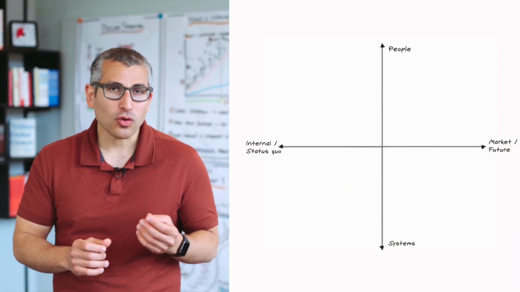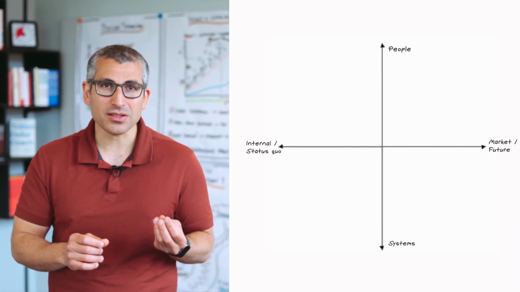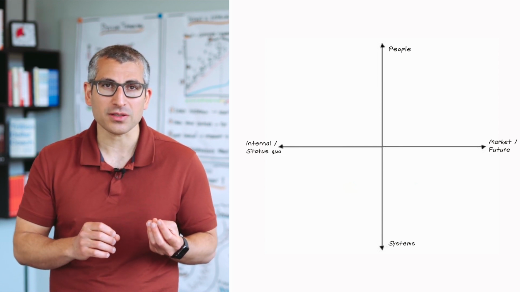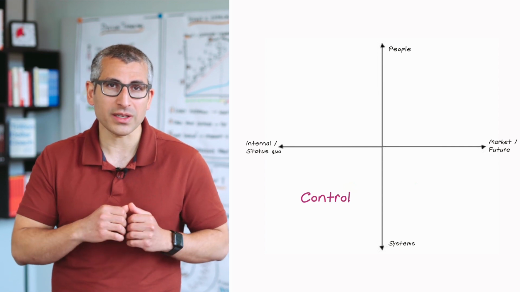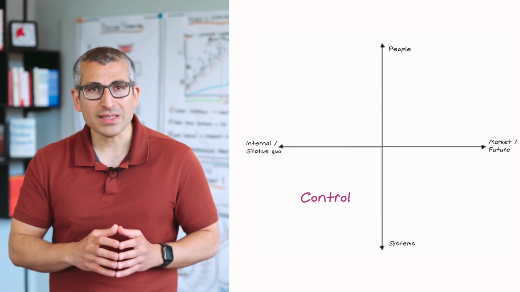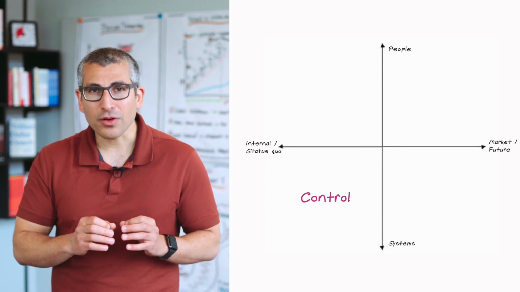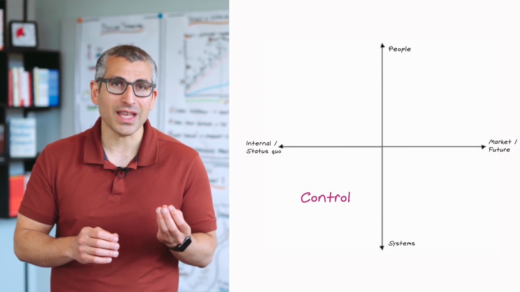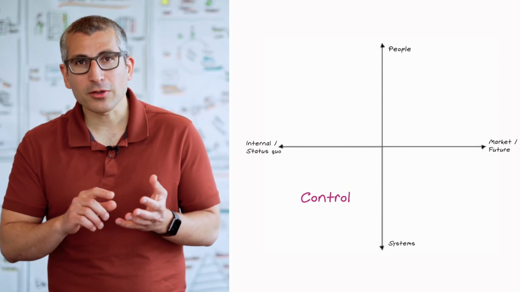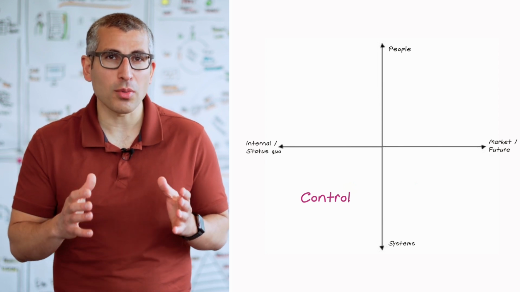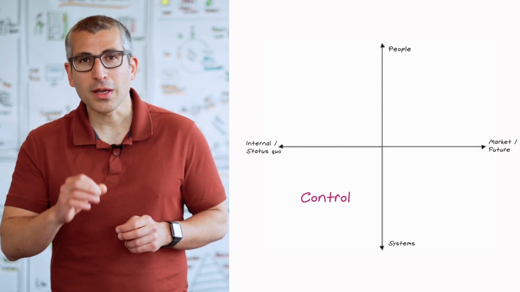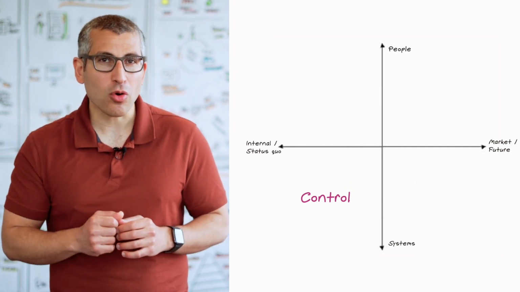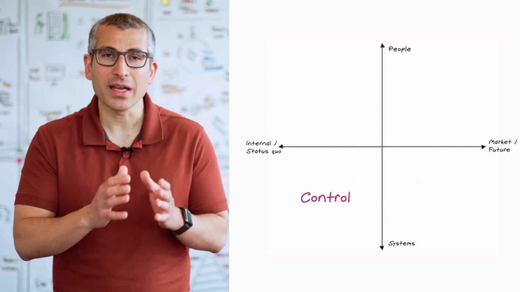At the bottom left, organizations that are very much status quo and internal focused, and also systems and process focused, are the so-called control organizations. Most organizations that are large, and a lot of those organizations that are in highly regulated environments, tend to be in that specific sector. You can think about banks, insurances, big automotive or pharmaceutical organizations. Most of them tend to have a control culture. And we will explore what that control culture looks like a bit later.